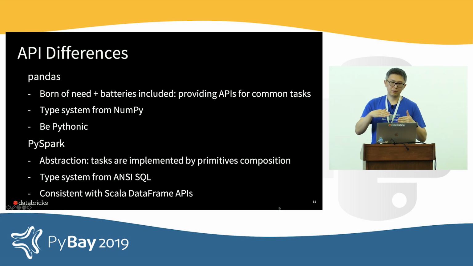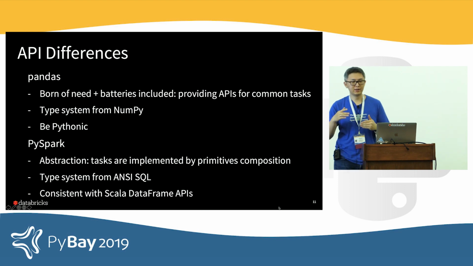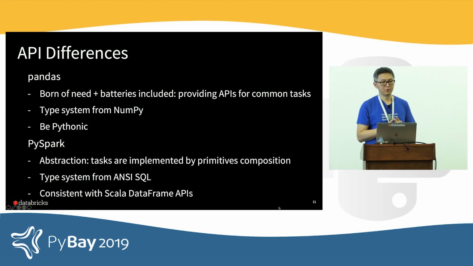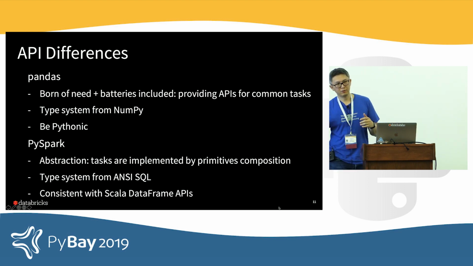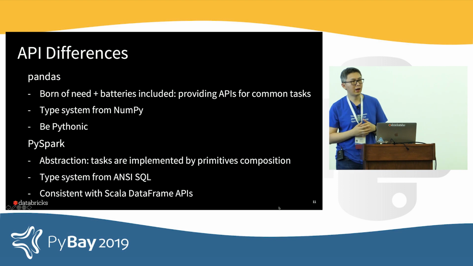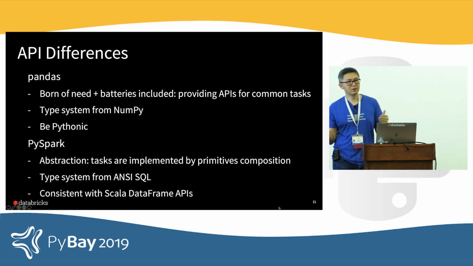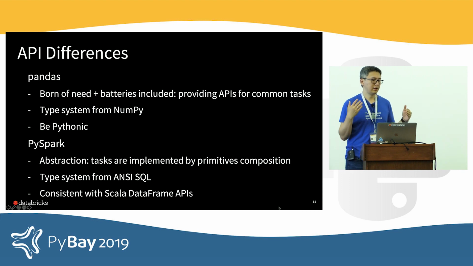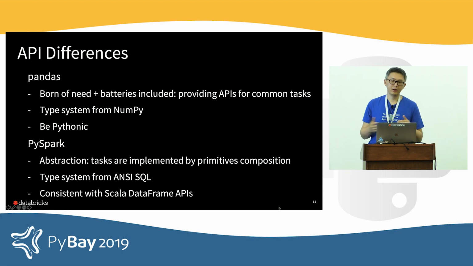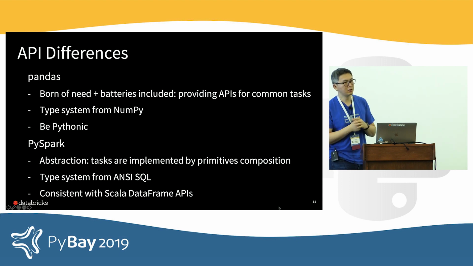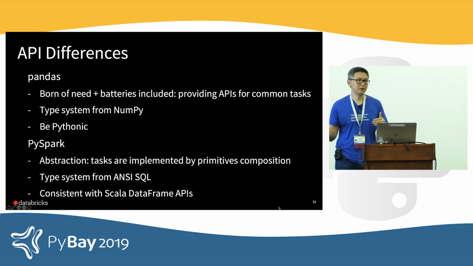But maybe you're curious how they're different. So the Pandas API follows the batteries-included philosophy like other Python libraries. It provides APIs for the common tasks, and the type system is from NumPy, and it is a pure Python library. But PySpark follows the SQL standard.